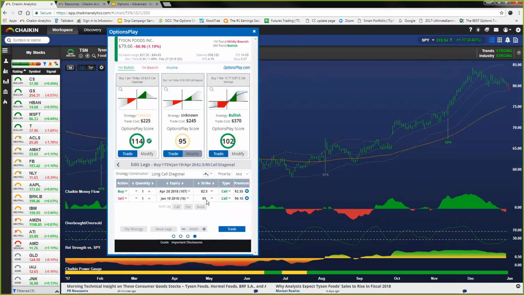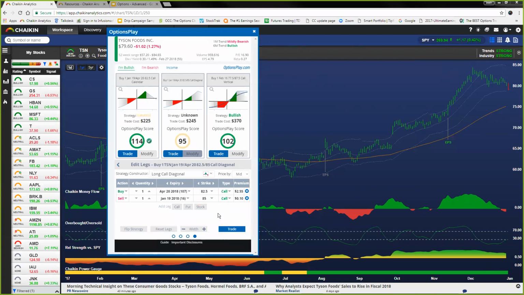Now, on the diagonal, as I said, I like to keep the trade cost less than the width of my strikes, which we have. 2.5 width, less than 2.5 cost. I don't have the same rule for the regular spreads because they're the same strike.